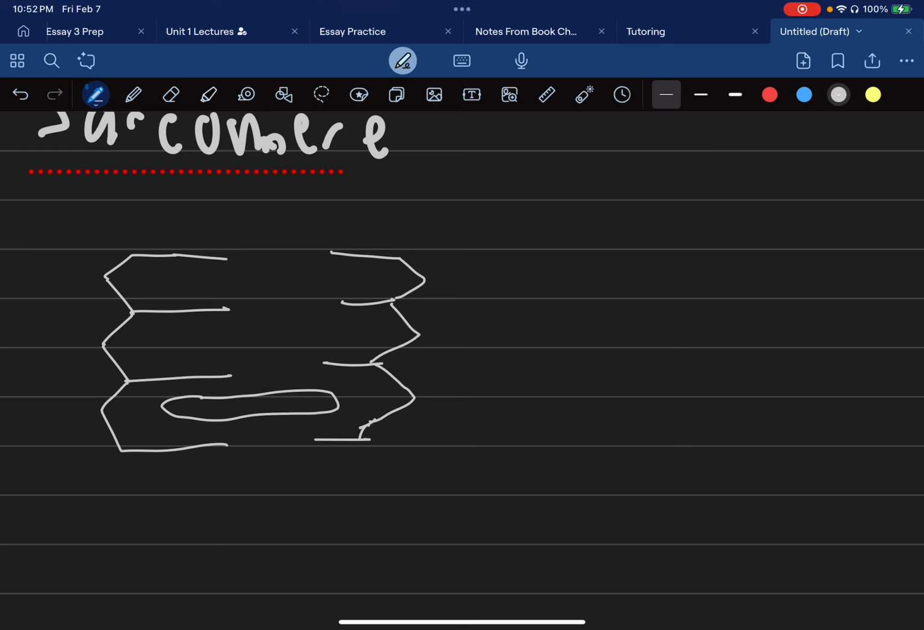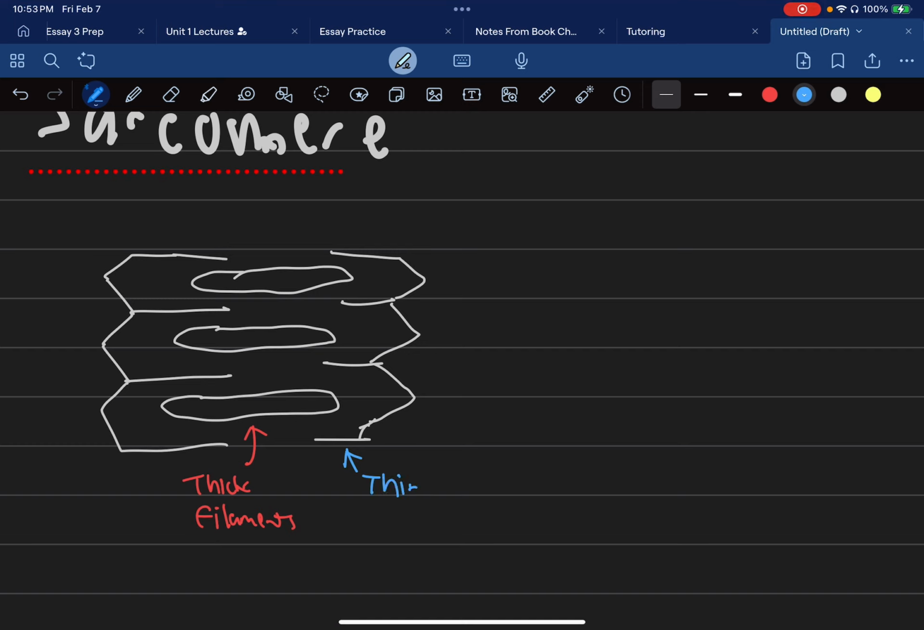So what I'm drawing here is we've got some thin filaments. This is one sarcomere. Here we have our thick filaments, and we have our thin filaments.